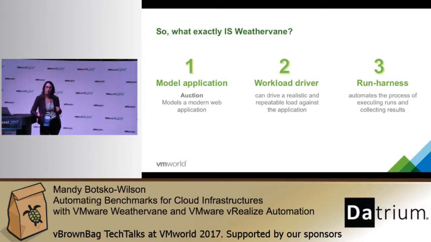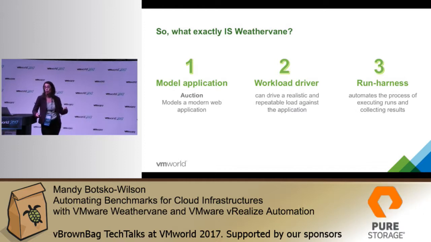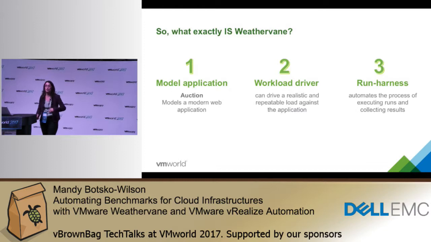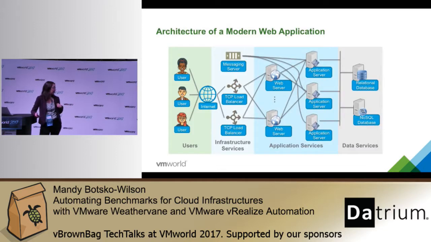It contains a workload driver. The benefit of using a model application like auction is that you can build in the workload driver and the quality of service based on the actions that the users are going to take that are common to that application, and you don't have to build the point and click or all the scripting for your enterprise application that you're trying to test out. And then of course it has the run harness. That's what actually automates all those processes and executes the runs and collects the results. So it's really a three-part aspect there.